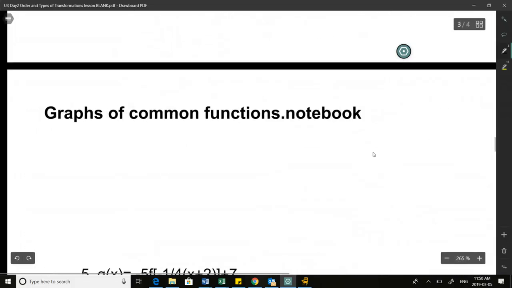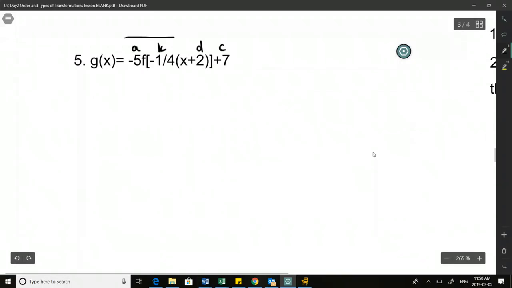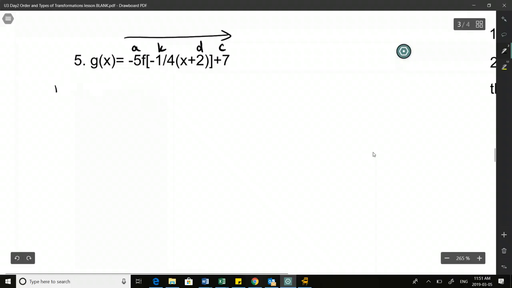Okay. One more. This one has everything. This one has an A, a K, a D, and a C. I'm going to make sure I work my way left to right here so that I do the transformations in the proper order. All shifts must be done last. Stretches and compressions and flips are done first.